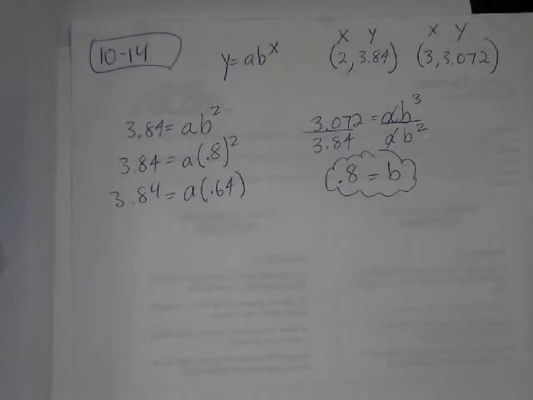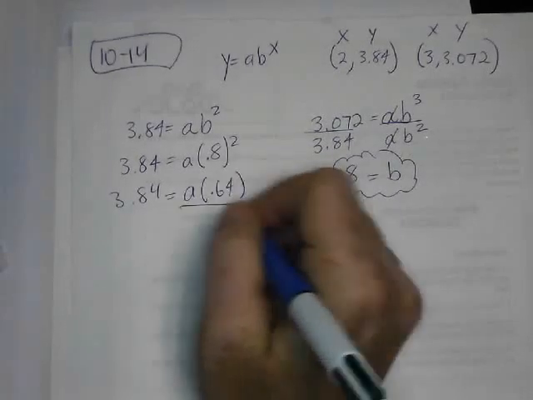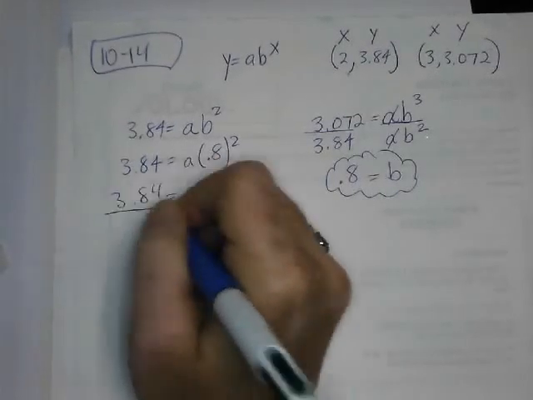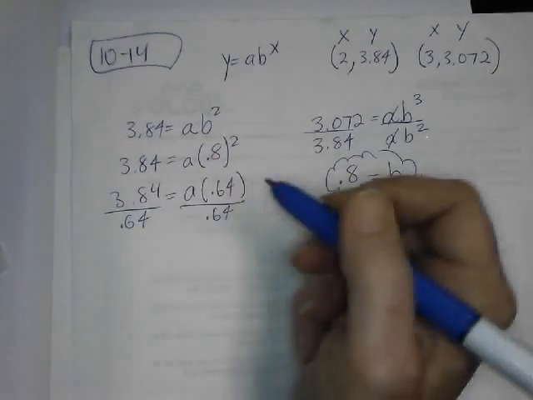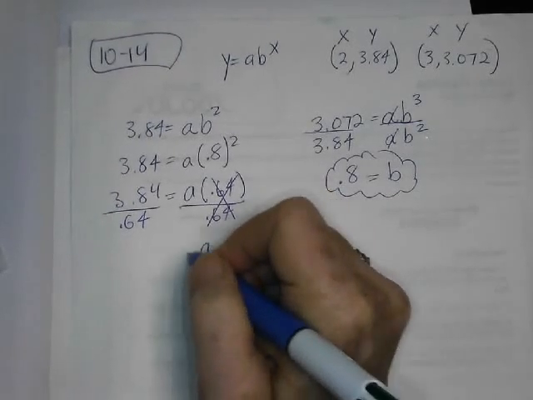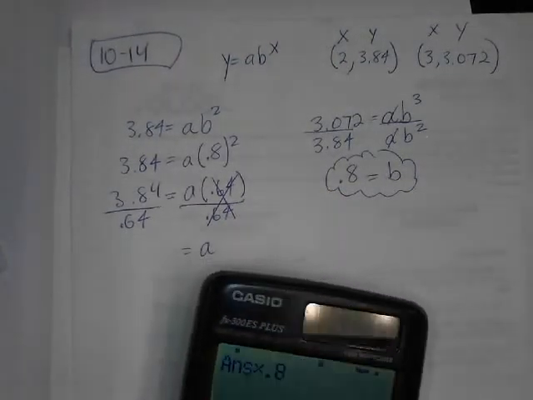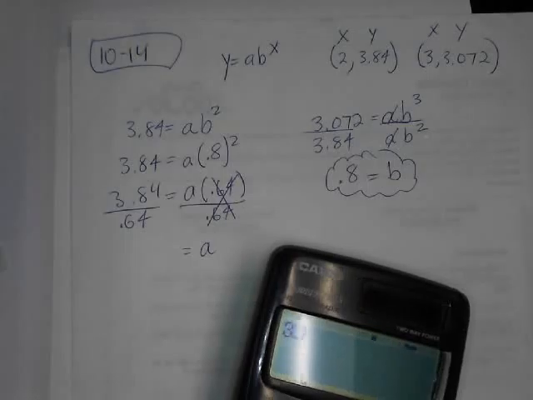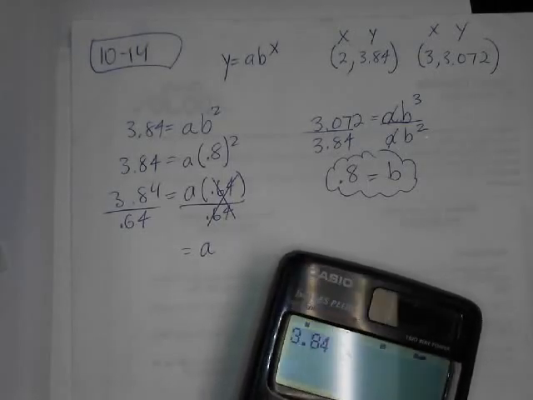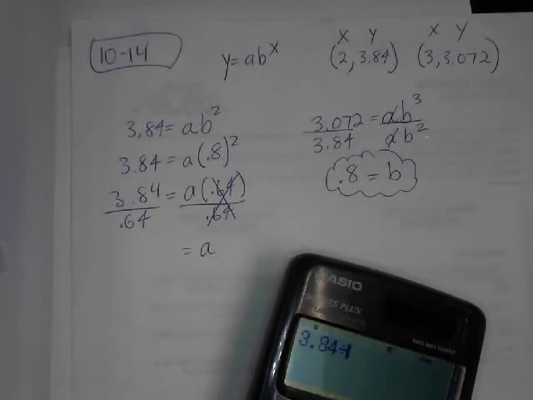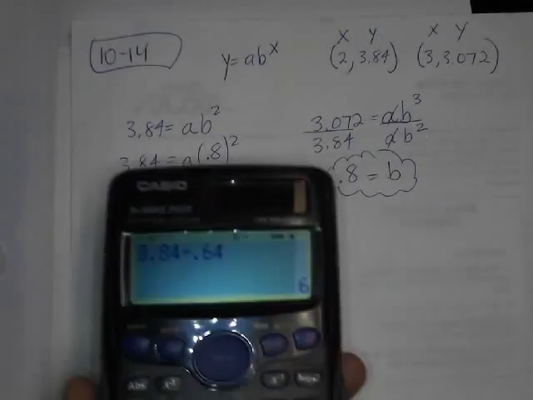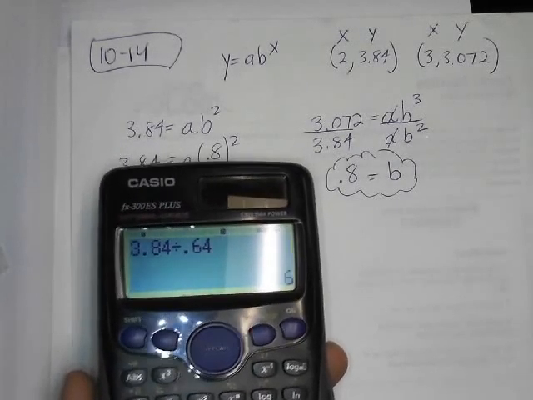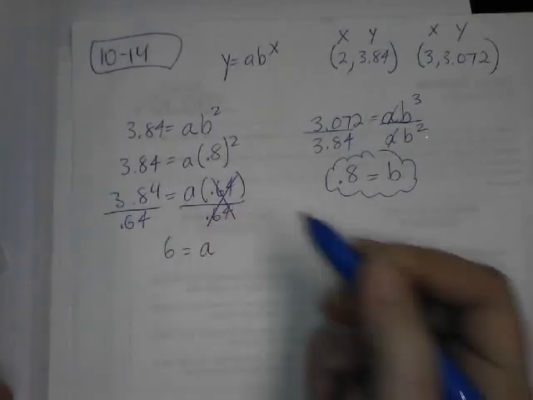And then does anyone know how I can get A by itself? What do you think, Rocco? Divide both sides by 3.84. Yeah. See, this actually isn't so bad. I have a calculator in my hand, so the decimals don't really bother me that bad. 6. Oh, really? That's awesome. He says it just turns out to be 6. That's lovely. So A is 6.